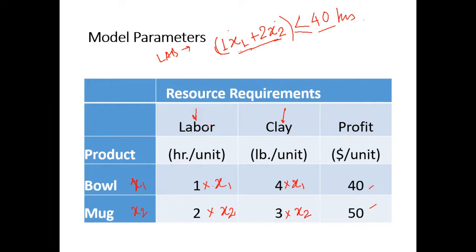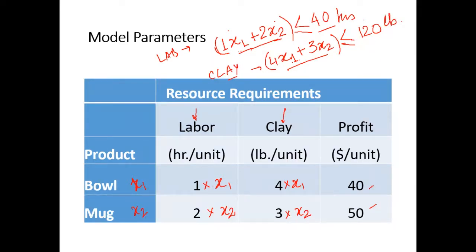So other students, can you tell me the equation for constraint number 2, that is clay? First of all, let's write what is the total. Okay, very good. 4x1 is the total clay required for making x1, that is bowl, and 3x2 is the total pounds of clay required for making mugs. So this is total clay, 4x1 plus 3x2. But what is the constraint again here? Yes, very good. It has to be less than or equal to 120, and this is in pounds, total pounds.